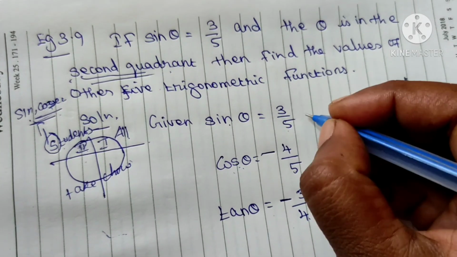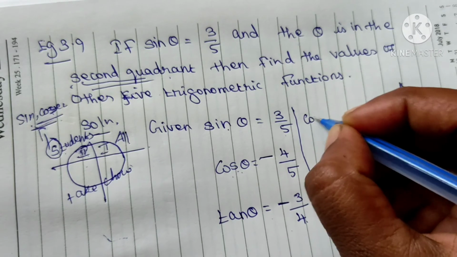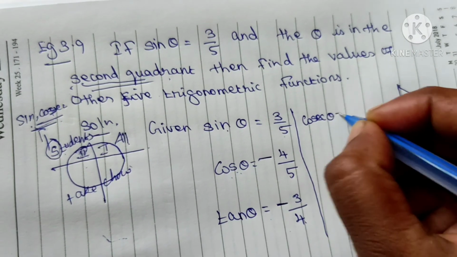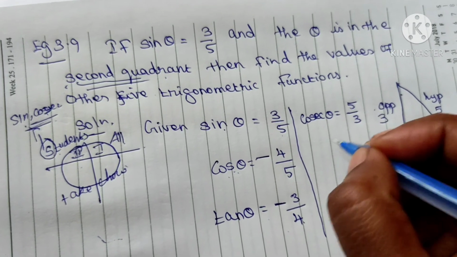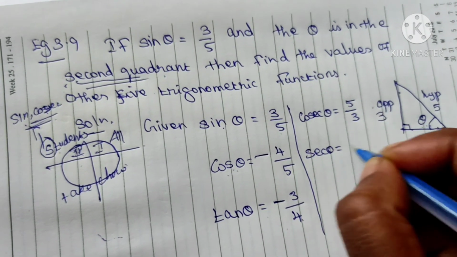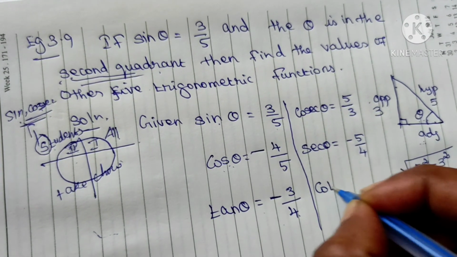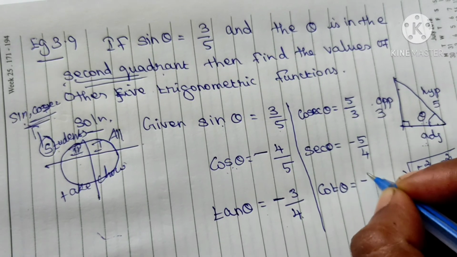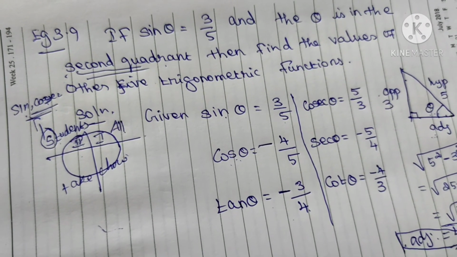Then write the reciprocals of sin theta, cos theta and tan theta. So the sin theta reciprocal is cosecant theta. Cosecant theta, the reciprocal of sin theta, is 5 by 3. And the cos theta reciprocal is secant theta. Secant theta is equal to minus 5 by 4. Tan theta reciprocal is cot theta. So cot theta is minus 4 by 3. These are the trigonometric function values.